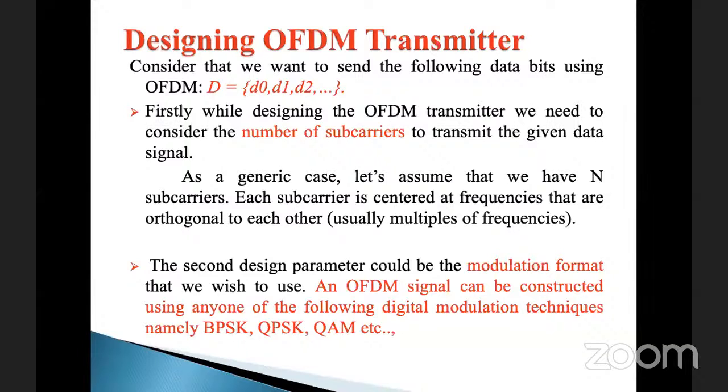I have to wait till 20 bits arrive. And these 20 bits are mapped according to my constellation diagram. Then they are sent across all the subcarriers. So I will show you the diagram of how we transmit using orthogonal frequency division multiplexing.